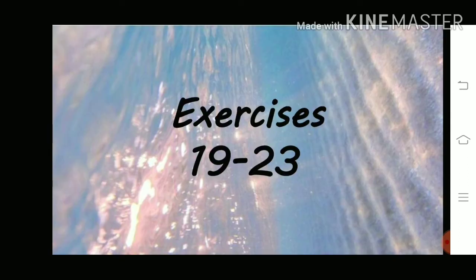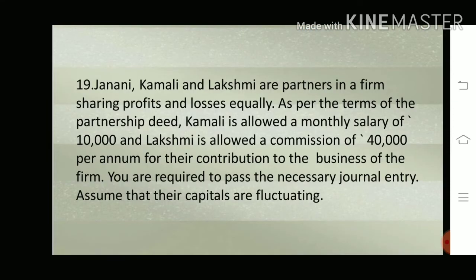Students can go to exercise 19. Today we will discuss exercises 19 to 23. First one, question number 19. First read the question thoroughly. Janani, Kamali and Lakshmi: there are three partners in the partnership firm, namely Janani, Kamali and Lakshmi. They share profits and losses equally.